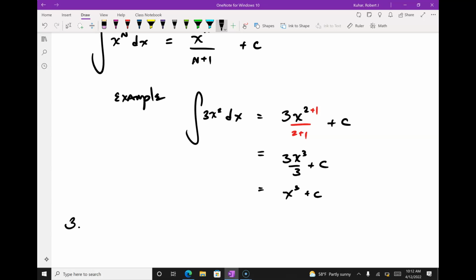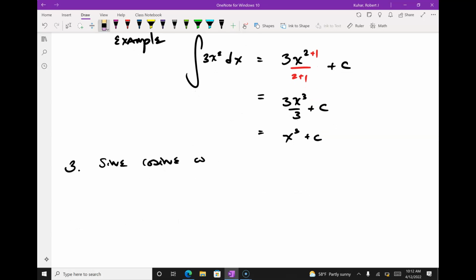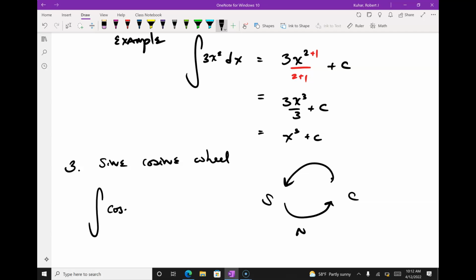The third one is not really a new one, but it's my sine cosine wheel. It's a wheel. So cosine, negative sine, but when I'm integrating, I'm going backward. When I'm going with the derivative, I'm going clockwise; with the integral, going backward. So the integral of cosine of x dx is just sine of x plus c.